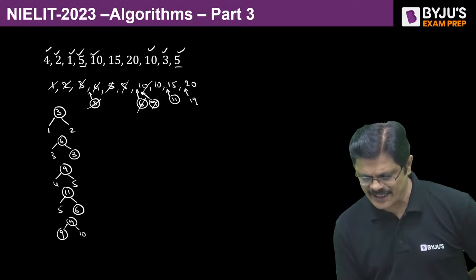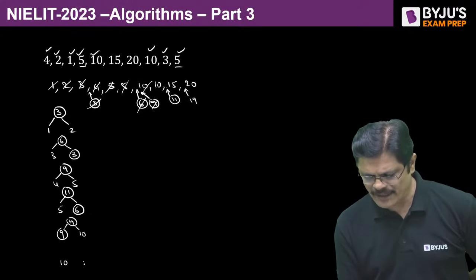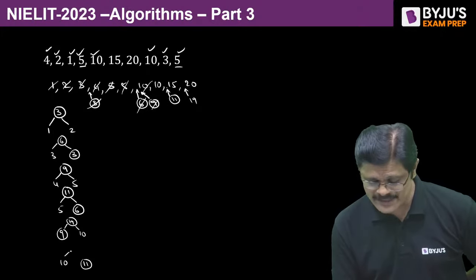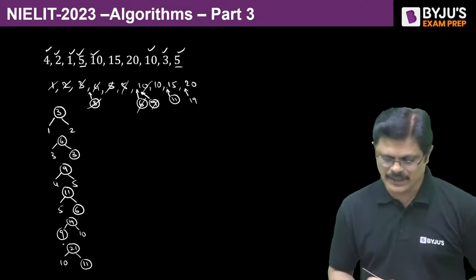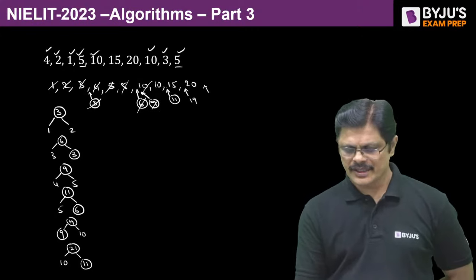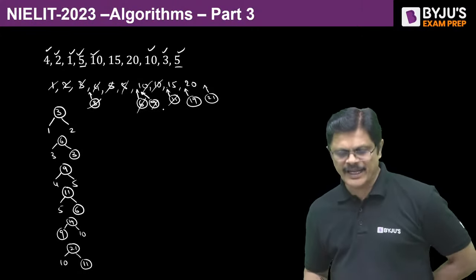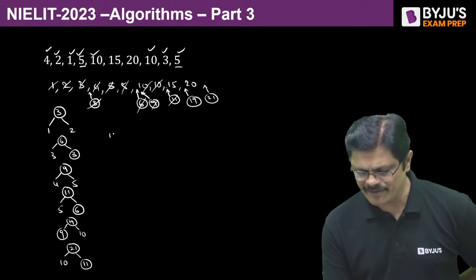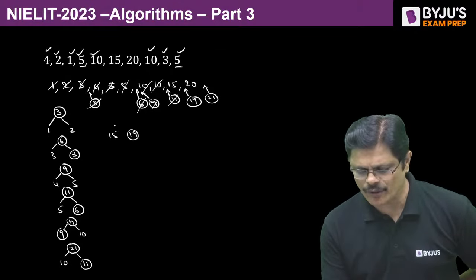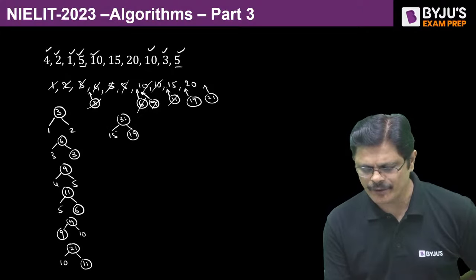Next we have 10 and 11. 10 is a leaf node, 11 is an internal node, and 10 plus 11 is 21 merged. 21 goes to the end. Now 10 and 11 are gone. Now 15 and 19. 15 is a leaf node, 19 is an internal node. They are merged to form 34.